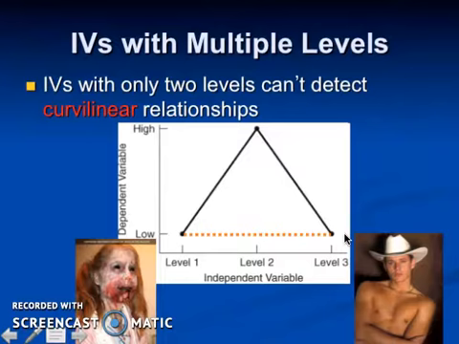And if I only use these 2 points, I would think that there is no relationship between attractiveness and getting asked out on dates. However, if I add this middle level of an average looking person, then the relationship changes and I can see it's actually curvilinear. So the more attractive someone gets, the more likely they are to be asked out to a certain degree until they get too attractive, and then that relationship starts to diminish.